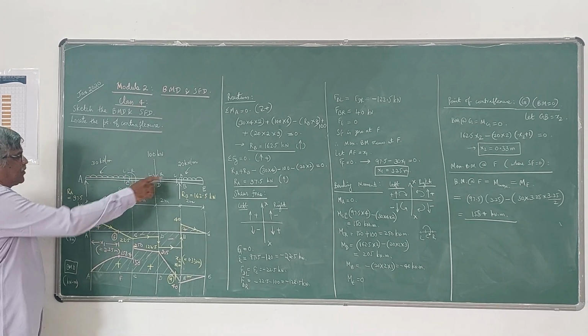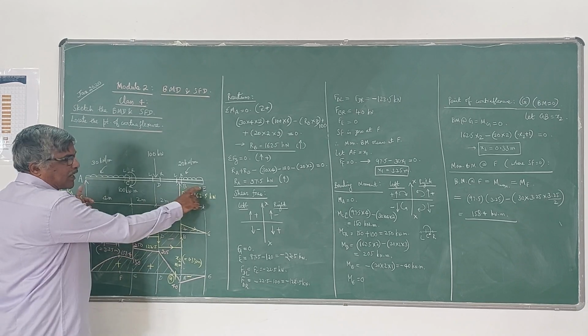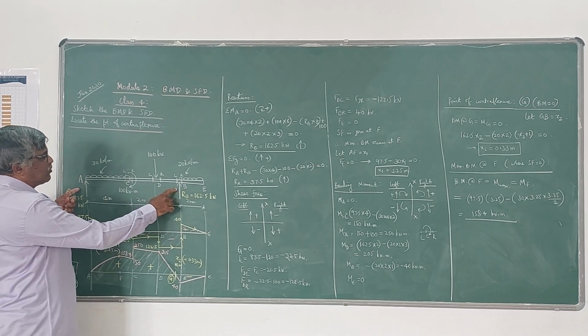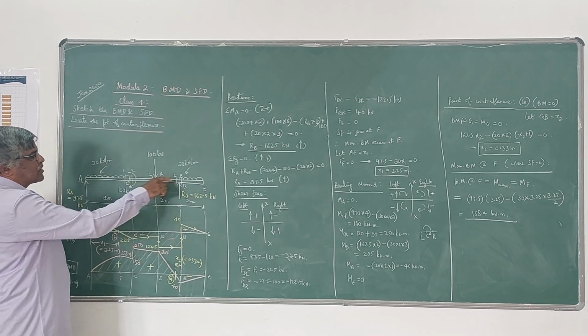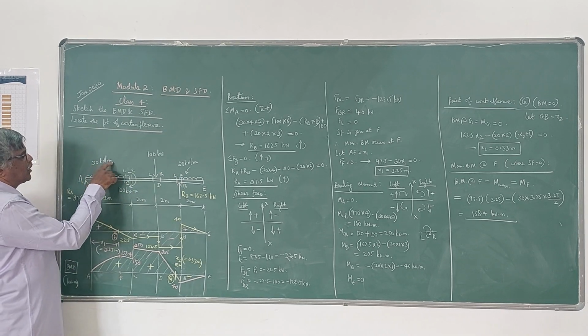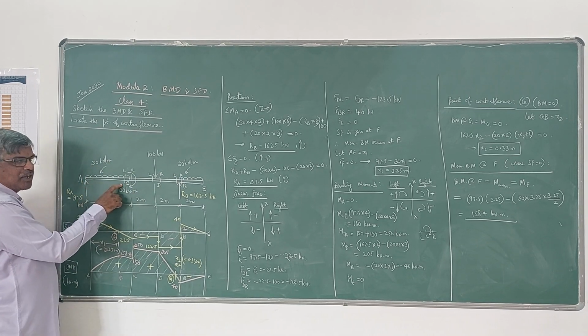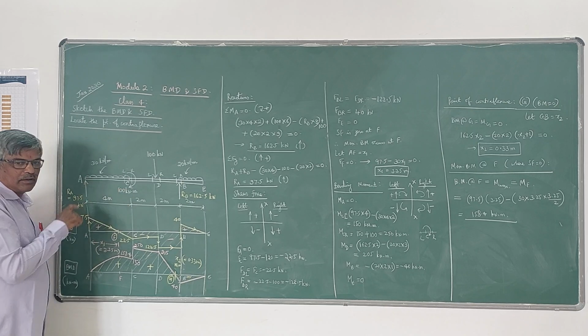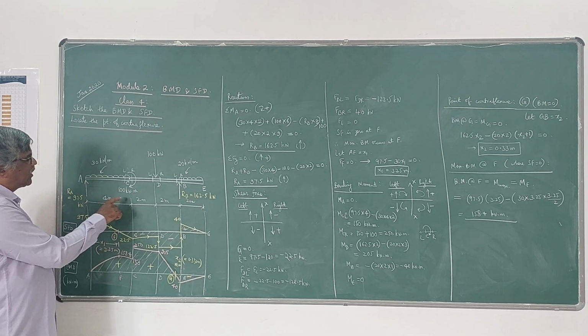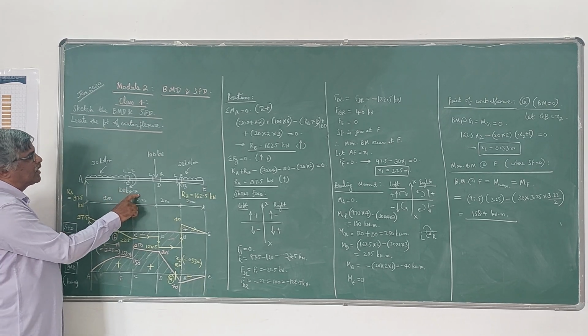This is the given beam. So this is an overhanging beam. A and B are the simple supports, and these are the loads acting on the beam. 30 kN per meter UDL is acting from A to C. There is an external clockwise moment given at C, 100 kN-m.